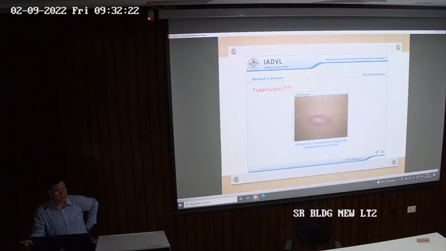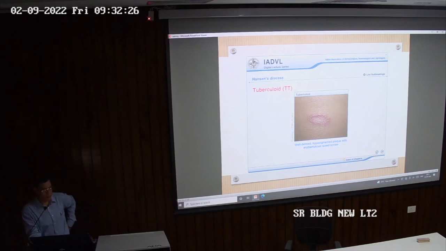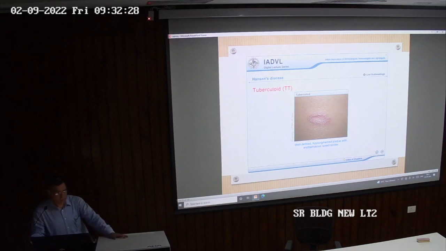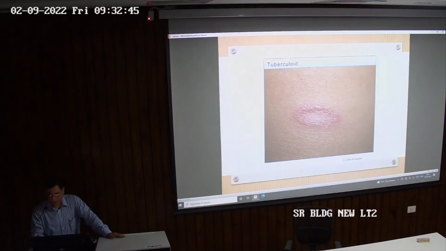Whereas in case of tinea, a lot of itching is there, redness is there, scaling is there. So he'll come to you earlier than a case of leprosy. So itching is the most common complaint that the patient will have. Whereas in this case, it's asymptomatic. Scaling will be there, central clearance you can see in this lesion also. So it's a well-defined hypopigmented plaque with erythematous border. So this is the picture.